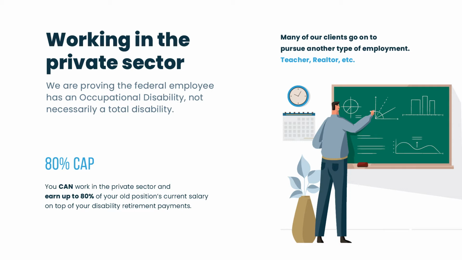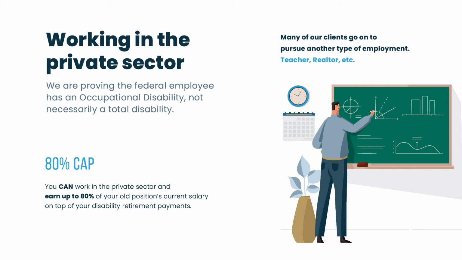We do recommend that you work in the private sector and that you don't try to get another job with the federal government because that can affect your annuity payments as well. Right. And just to reiterate, it is not 80% of the high three, but 80% of their previous salary. That's right. So it's 80% of their previous position's current salary, which means that amount can actually go up over time.